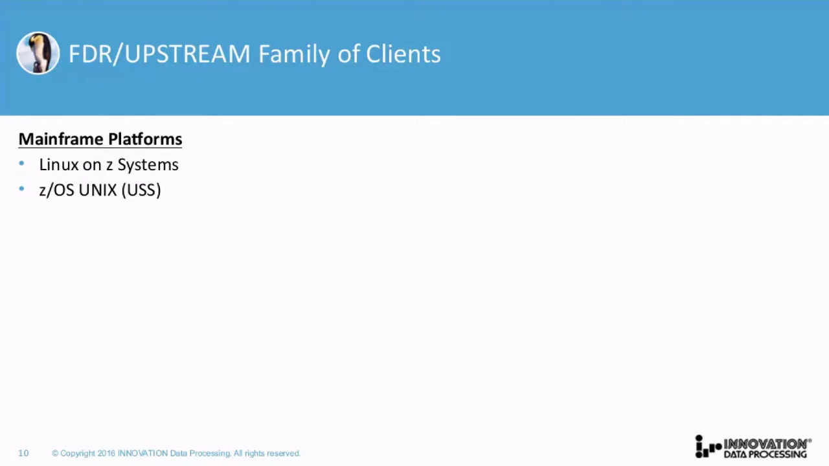So the Upstream family of products is composed of two categories. The mainframe platforms, which are Linux on Z systems. And let me get this out of the way right now: I'm going to call it Linux on Z systems as long as I can, but I'm going to flex at some point to Z Linux and just Linux. I don't know how many times IBM can rename this one product. So it's Linux on Z systems as well as USS, z/OS Unix. So those are the mainframe clients.